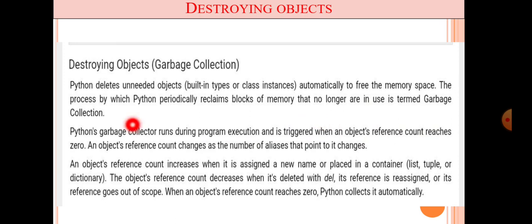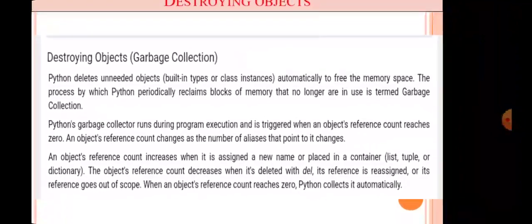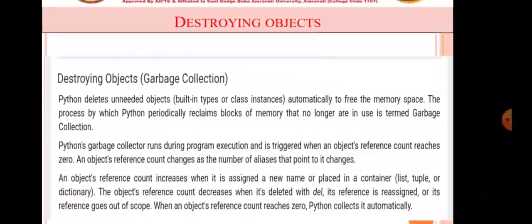An object's reference count changes as the number of aliases that point to it changes. Okay, an object's reference count increases when it is assigned a new name or a place in a container, that is list, tuple or dictionary. Okay, the object's reference count decreases when it's deleted with del, or its reference is reassigned, or its reference goes out of the scope. When an object's reference count reaches 0, Python collects it automatically.